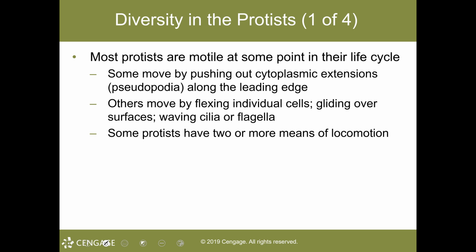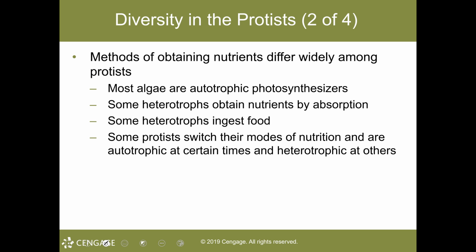So most protists, class, were motile at some point, being able to move, and some of which, class, have pseudopodia, and others of which, class, move by gliding, waving cilia, or flagella, or even, class, flexing their cells. So the way in which nutrients are obtained, so of course, algae are autotrophic photosynthesizers. Some are heterotrophs, which obtain nutrients by absorption, others which ingest.